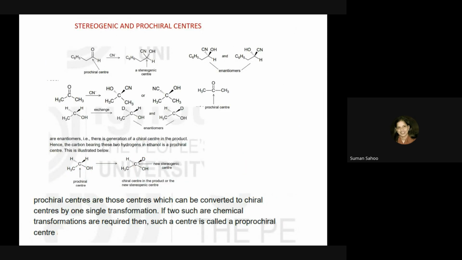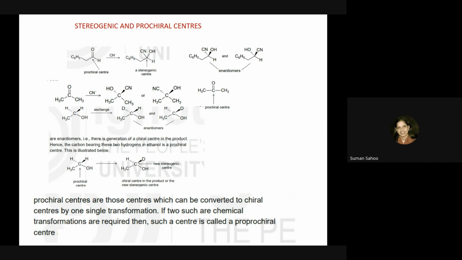Then next come stereogenic and prochiral centers, where we use the term stereogenic center and where we use the term prochiral center. I will come back to stereogenic centers on later slides. A stereogenic center is a center where, if you change the position of any two groups, that gives you another enantiomer or another stereoisomer. So that is known as your stereogenic center.